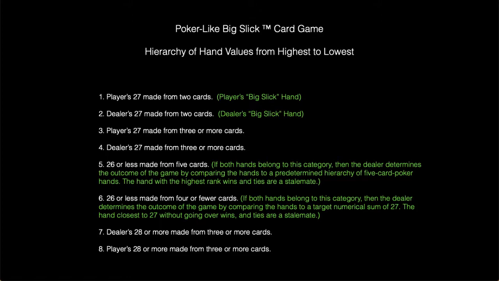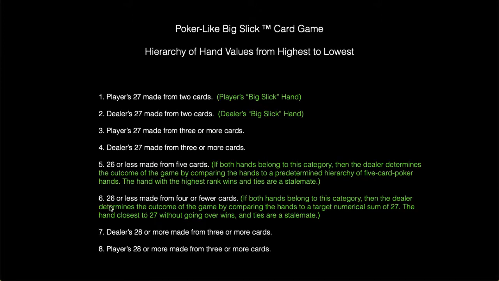You're looking for patterns in the cards that have been dealt, the 5 cards that have been dealt, looking for a poker hand. And then if both the dealer and the player have one of these hands at the same time, these qualifying 5-card poker hands, then they're evaluated as poker hands. But let's say that the dealer has 26 or less made from 4 or fewer cards, and the player has 26 or less made from 5 cards. The player has a qualifying 5-card poker hand, and the dealer does not. Then the dealer loses, unless the dealer makes 27. Okay?